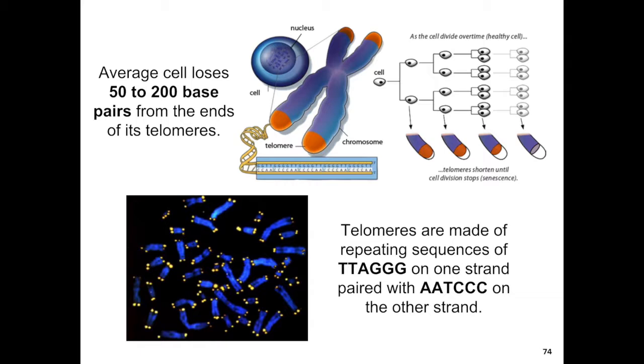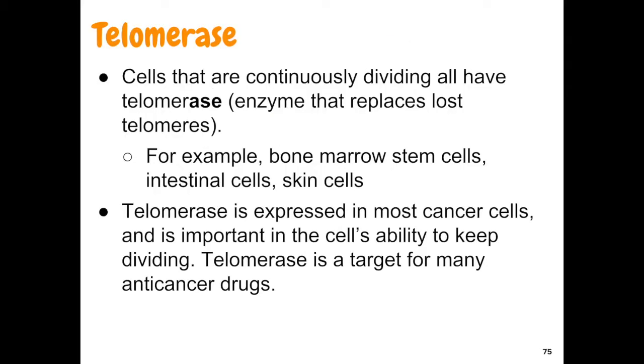A couple exceptions to the rule of telomeres are gametes, germ cells, epithelial cells, and cancer cells, as we'll explain why they're an exception later on. So the reason why they're an exception is because those cells have another enzyme in them. And that enzyme is called telomerase.